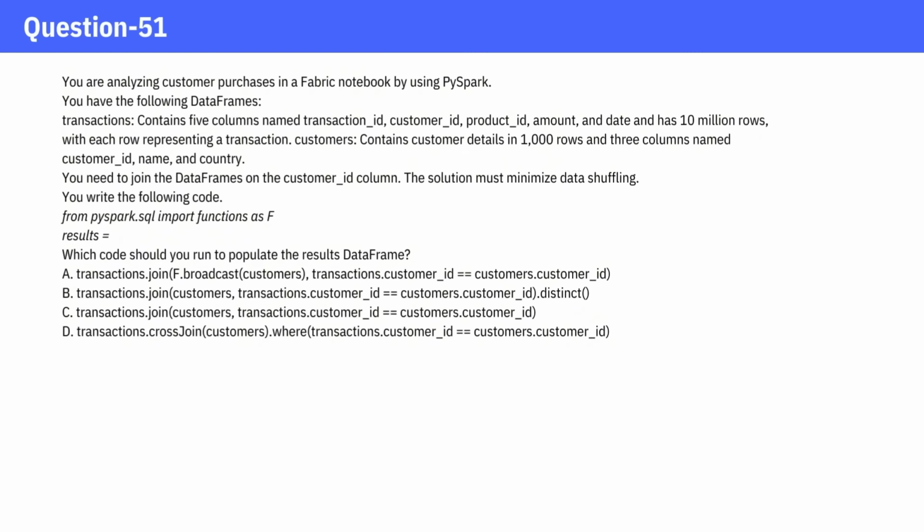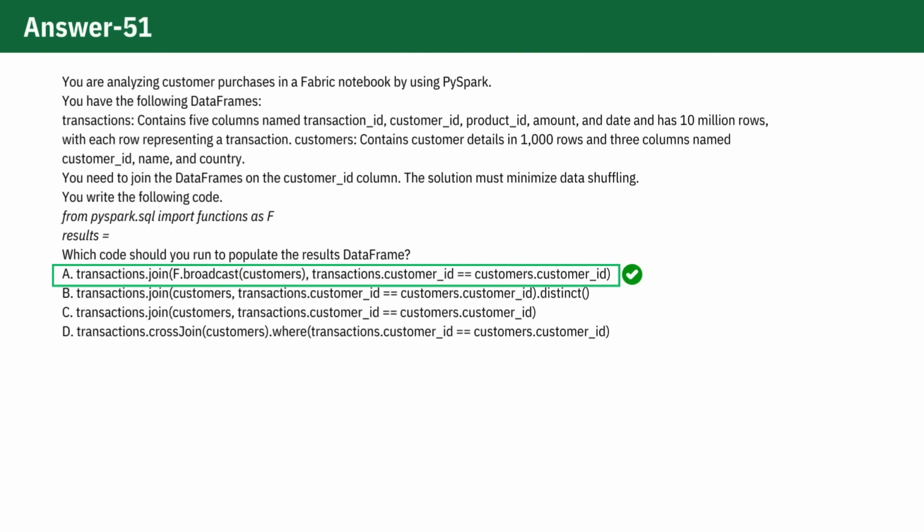The correct answer is option A. Why answer A is correct? If you see, it uses the broadcast join function, which is a technique used in Spark to minimize data shuffling.